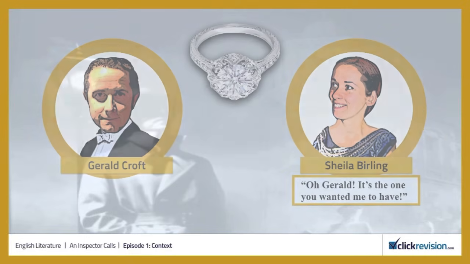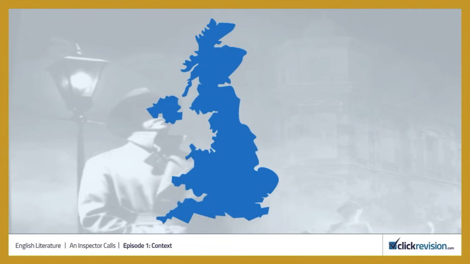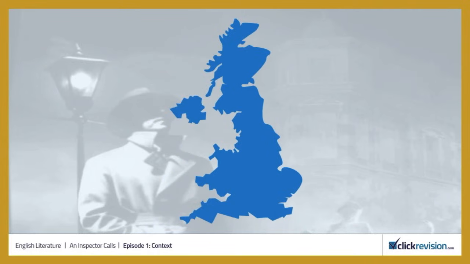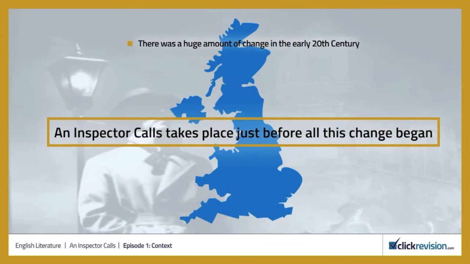So, overall, that's a lot of information to take in, and a lot of knowledge to have in order to really understand the background of the play. However, beyond all the dates and the names and the events, the most important thing for you to remember is that the first half of the 20th century saw a huge amount of social, economic and political change in Great Britain, and An Inspector Calls is set almost the exact moment before that change began.